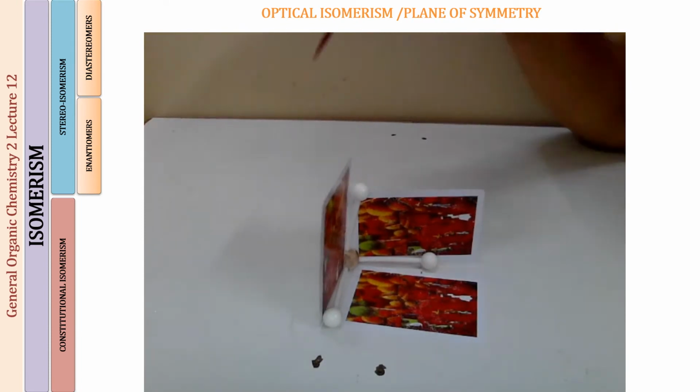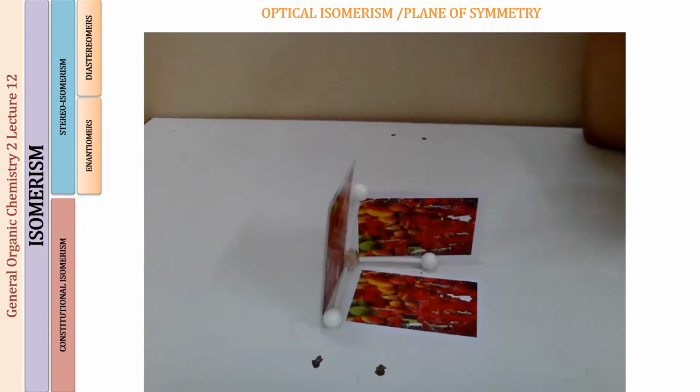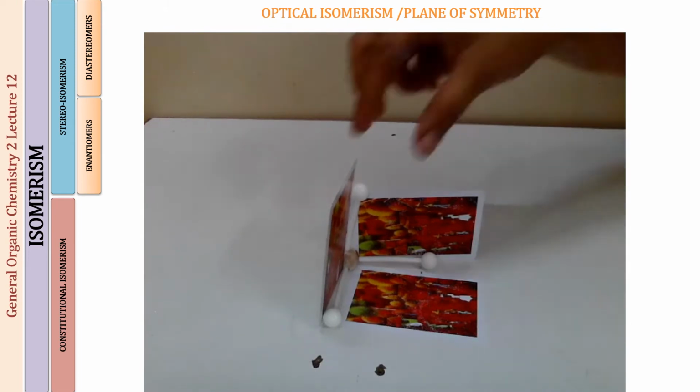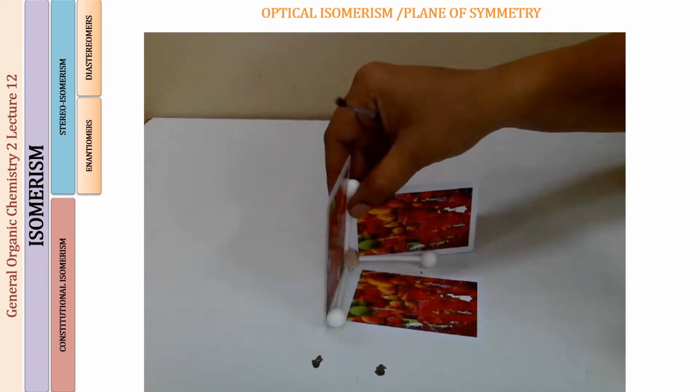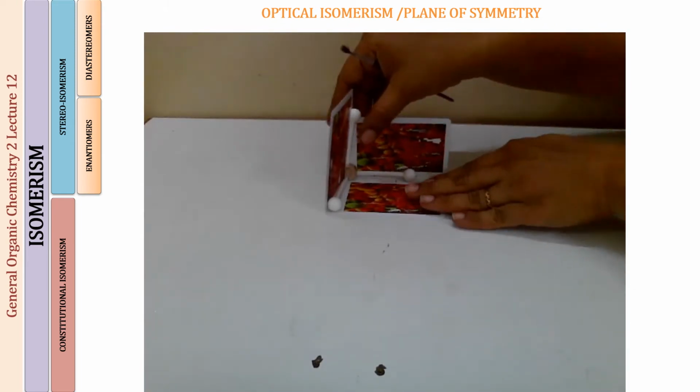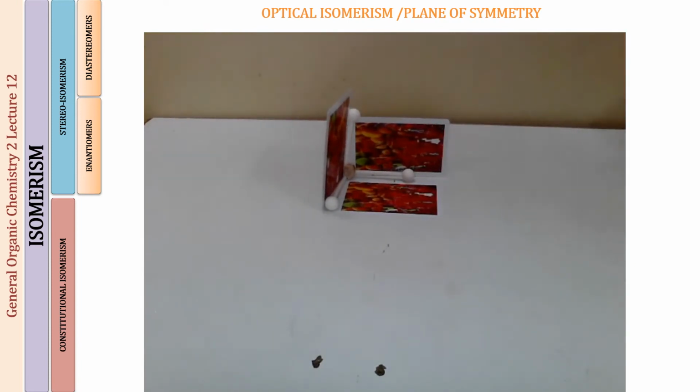I hope these things are clear to you, because I'm going to use these planes to cut the molecules into halves. And if those halves are mirror images of each other, that molecule is going to have a plane of symmetry, and that molecule is going to be achiral. That molecule will not show optical activity. Now I'm just going to place it a bit backwards so that you can see the molecules being cut.